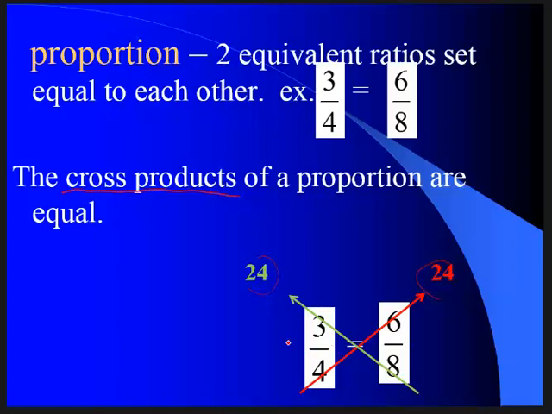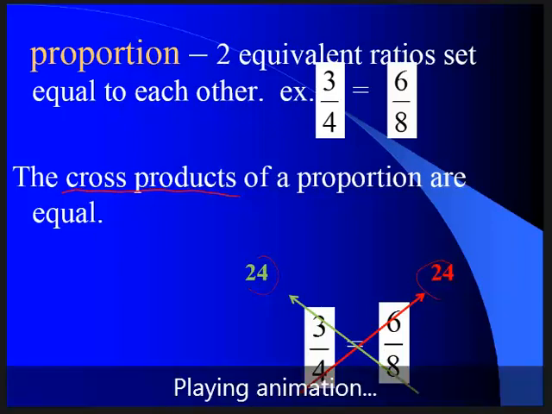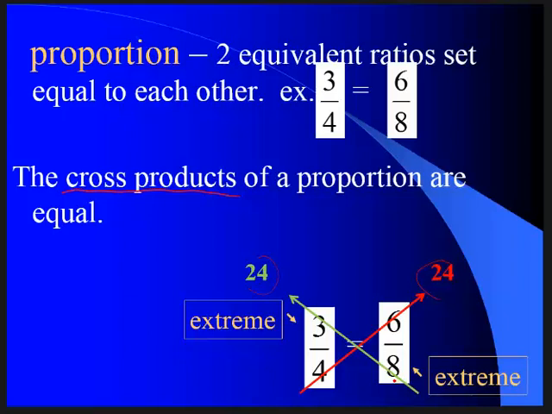Some new vocab words that you probably haven't heard before are means and extremes. Okay, these four numbers have names because of their position. These that are connected by this yellow greenish line here are called the extremes. They're like the first one you would write and the last one you would write. So they're on the outside, kind of, if you think of it that way. Then the middle two, connected by this red line, are called the means. So you need to be able to identify which ones are the means and which ones are the extremes.